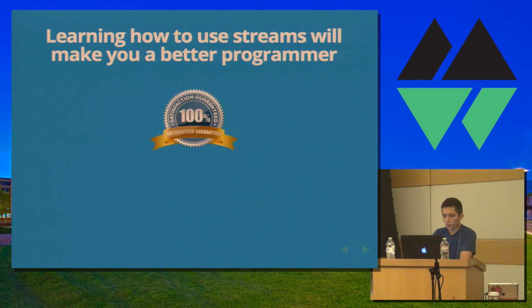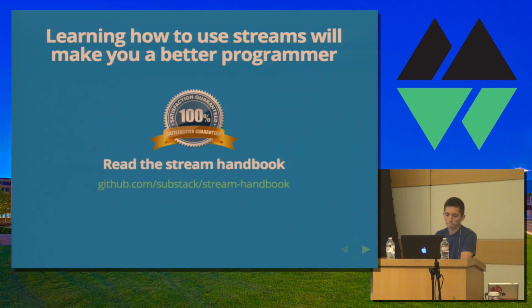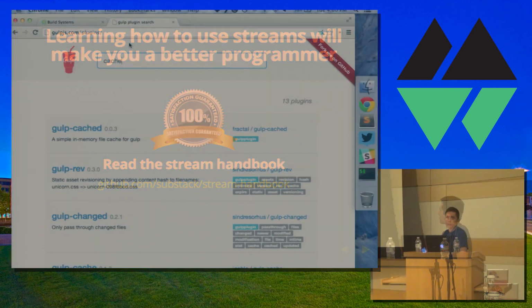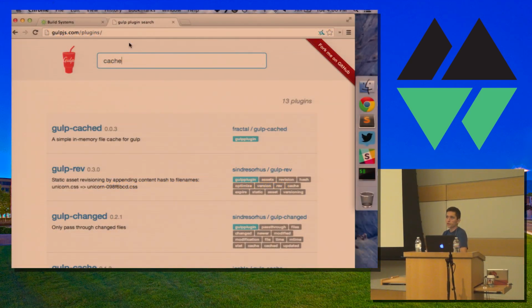So if you want to check out streams, Stream Handbook by Substack is really good. It's just like a markdown tutorial of how to use streams and all about the different intricacies of streams 1 versus streams 2 and stuff. So that's up on github.com/substack/stream-handbook.